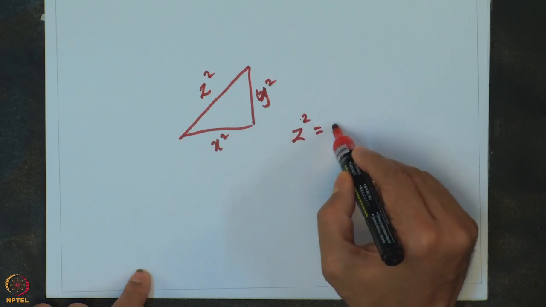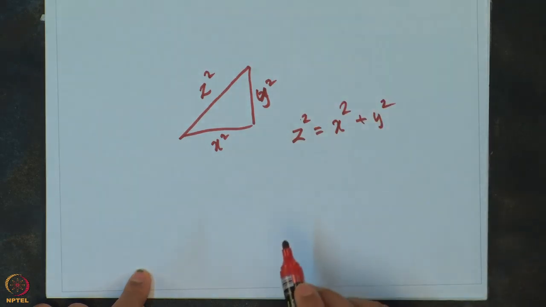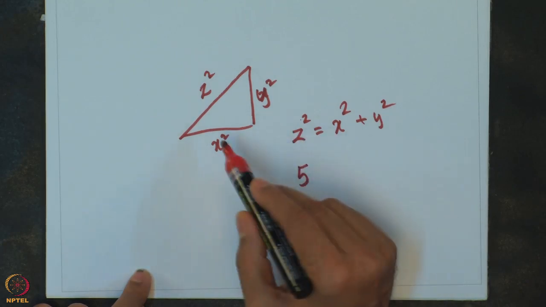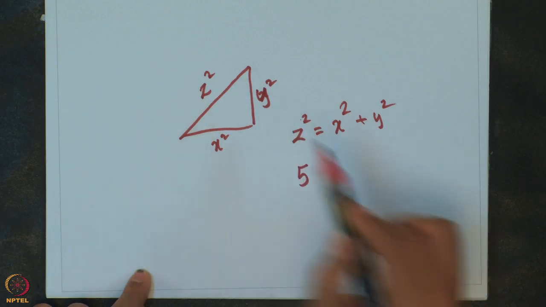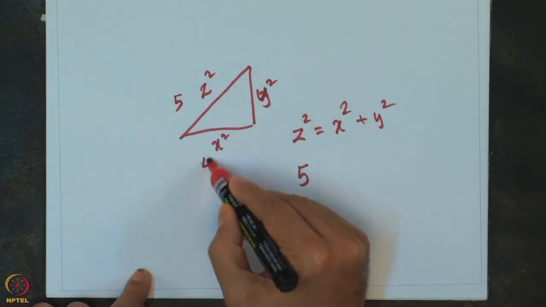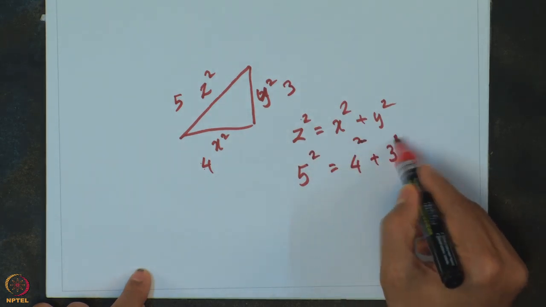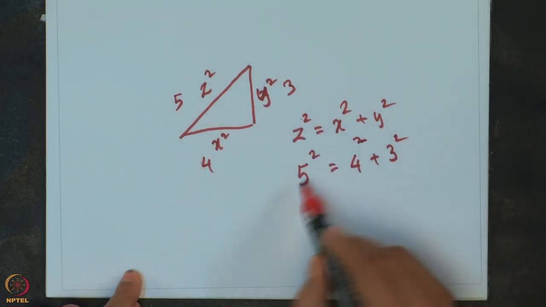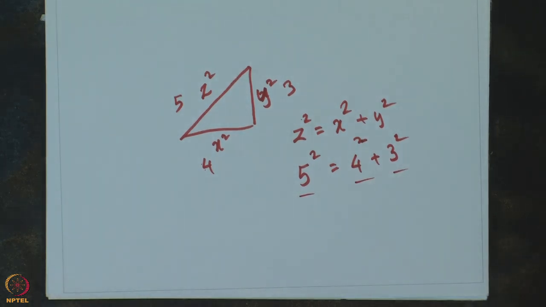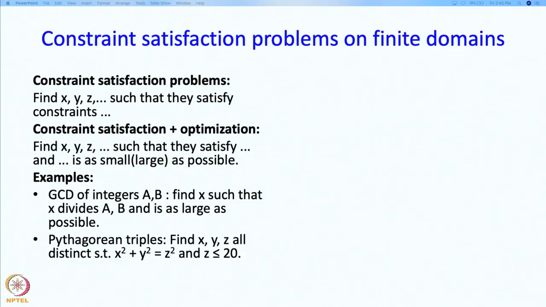So z squared equal to x squared plus y squared. You know that you can have a Pythagoras, a right angle triangle of side length 5, 4 and 3, because 5 squared is equal to 4 squared plus 3 squared. And because of the theorem of Pythagoras, these numbers 5, 4, 3 constitute what is called a Pythagorean triplet. So people have been curious about such numbers, and what we are doing over here is we are going to look for them. We will not do anything clever, but still we will be able to find such numbers reasonably easily.